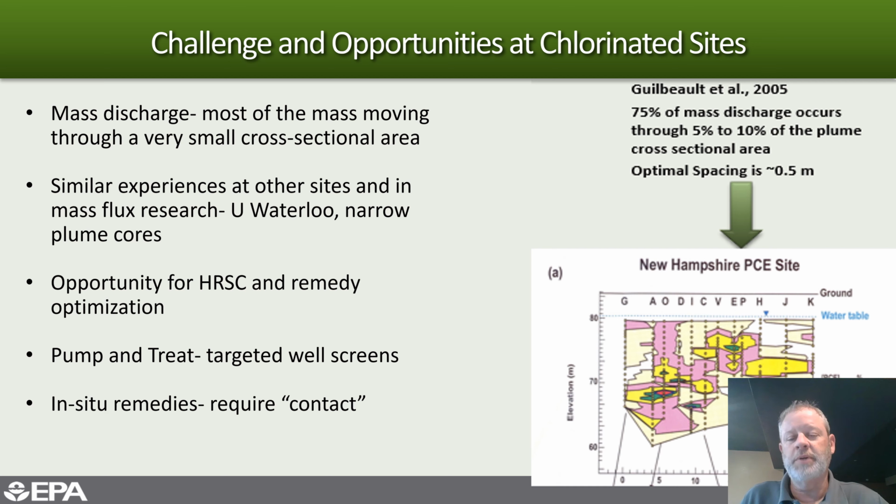And that is similar to experiences, for example, that we've seen from mass flux research at the University of Waterloo, narrow plume cores that I showed in the intro. Many of those things play out here when we look at this PCE plume at high resolution. We see that something like 75, 80, even 90% of the mass discharge is occurring across a very small cross-sectional area of the site, which leads us to an opportunity for high-resolution site characterization and optimizing our remedies, improving how we apply those remedies, and really targeting them in specific zones and geologies where it makes sense.